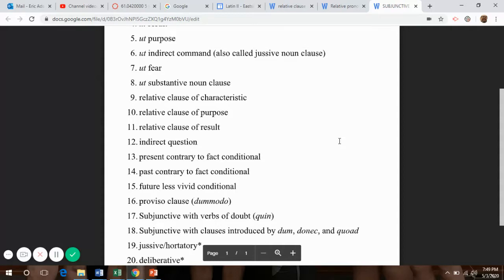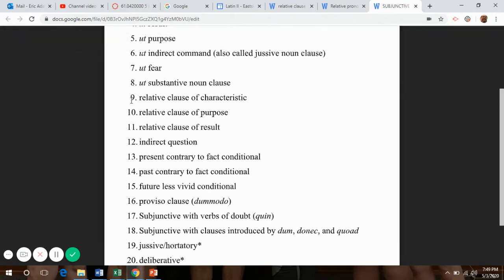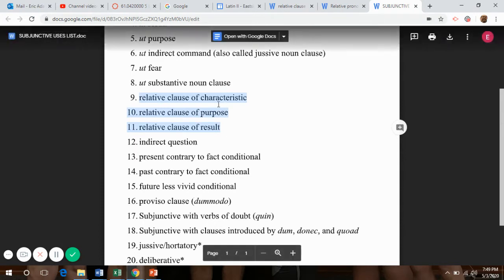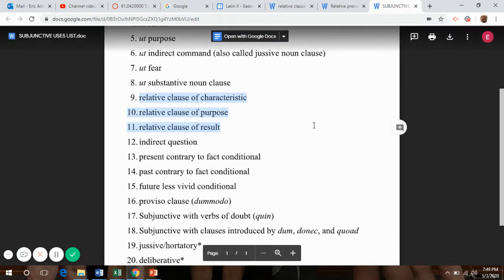Okay, now we're going to move on to relative clauses and the subjunctive verbs that they have. There are three instances in which a relative clause will require a subjunctive verb, and that is when the relative clause is expressing a characteristic of the antecedent, the purpose of the antecedent, or the result of the antecedent.